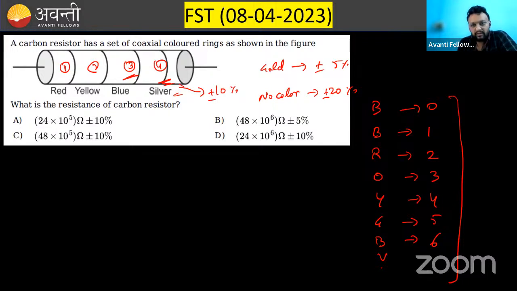You don't know this table. Okay. Okay, very good, Gauri. You know this table.